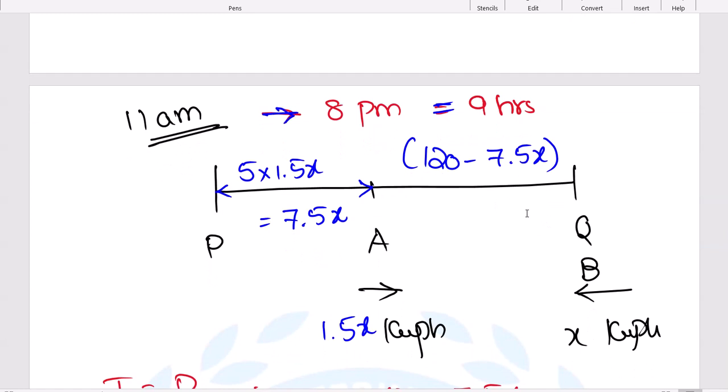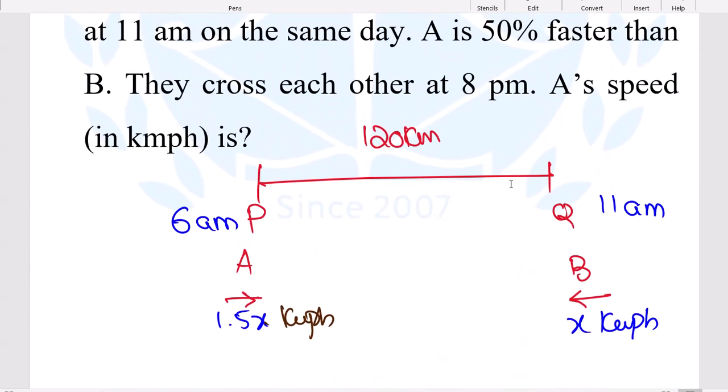See, in other competitive exams, this is how they ask in TCS. In other exams, A's speed and B's speed will both be given, and they'll ask what is the time taken to meet, or at what time they'll meet. After 11 a.m., at what time they are going to meet is the question. But in this question they have already given it. They are going to meet at 8 p.m. You decide the speeds of A and B. The relation they said is A is 50% more than B's speed. You understand the situation.